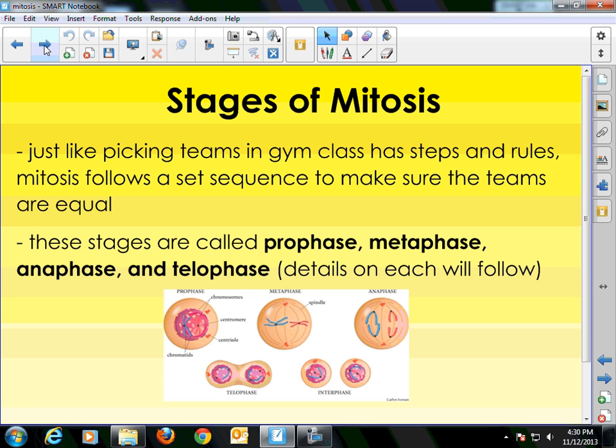The process of mitosis is a lot like picking teams in gym class, again, to try and keep things equal. And like in gym class, there are phases. First, the captains come out front, or first you line up on the end line, or somebody flips a coin. There are all these phases. Mitosis is the same way. We've got phases named prophase, metaphase, anaphase, and telophase, where certain things actually take place. We're going to talk about these in more detail as we go forward.